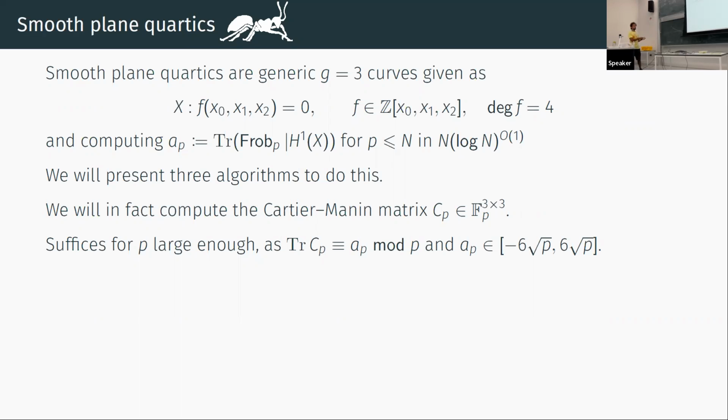And obviously, because I'm trying to do this for all the primes up to some bound n, I don't care about small primes. I don't care about the primes where things go bad. So basically, I'm saying for p large enough, this is good enough, because for p large enough, the model mod p beats that.